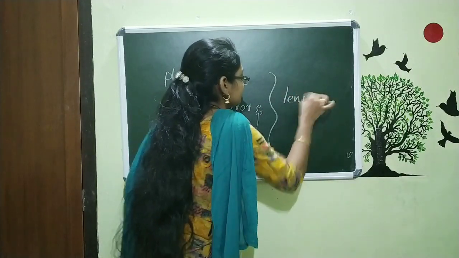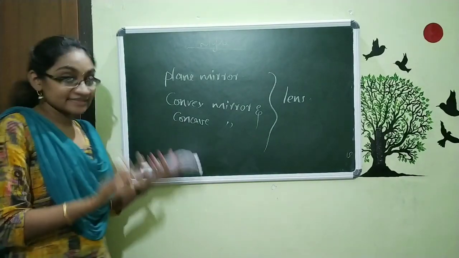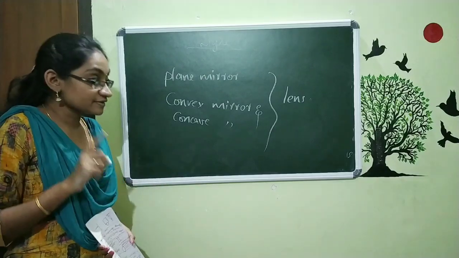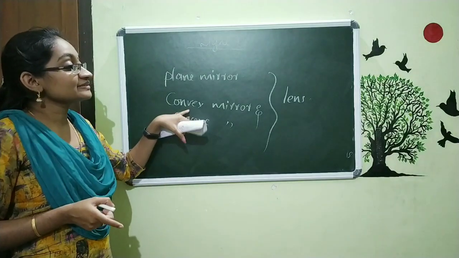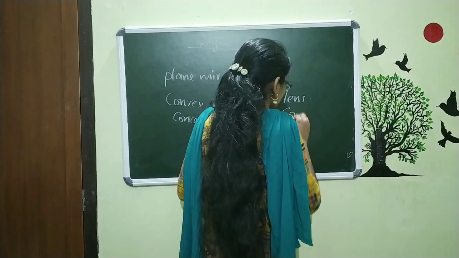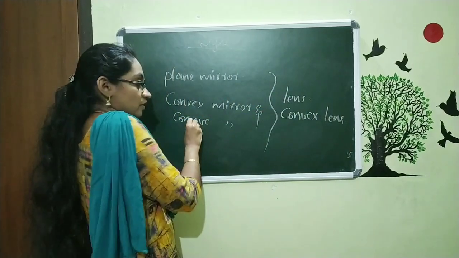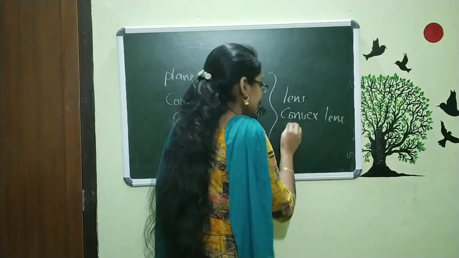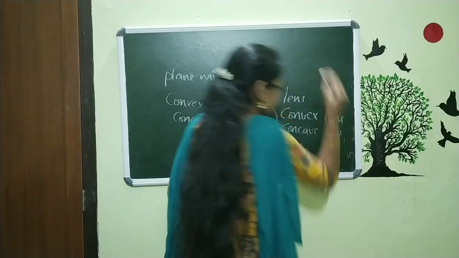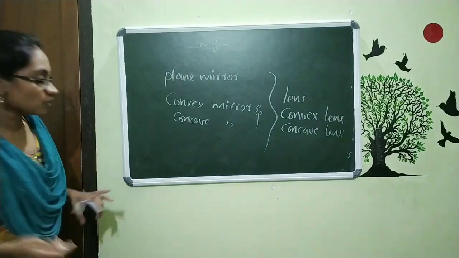lens. So in the last class we discussed what a lens is, and the different types of lens. We also studied that, similar to the convex mirror, we have a convex lens, and in the similar way a concave mirror and a concave lens. And within this topic we studied image formation.